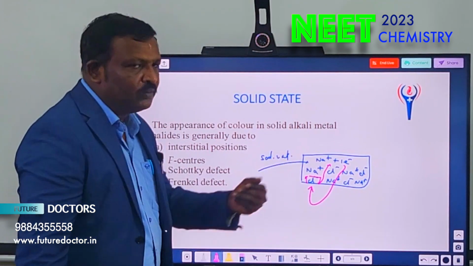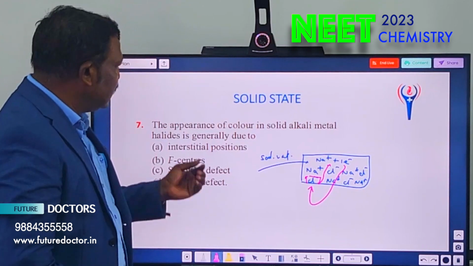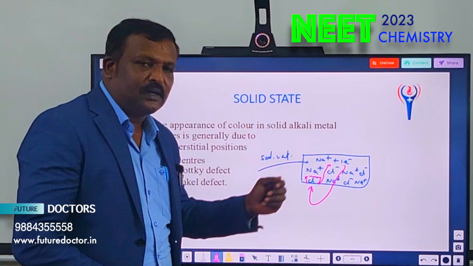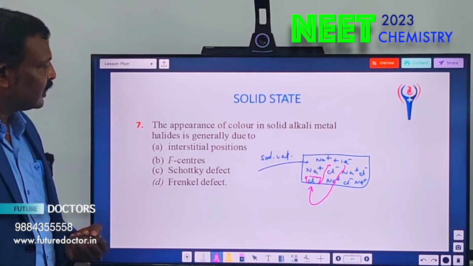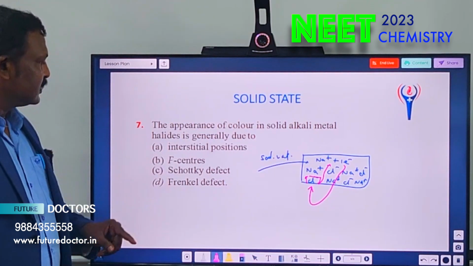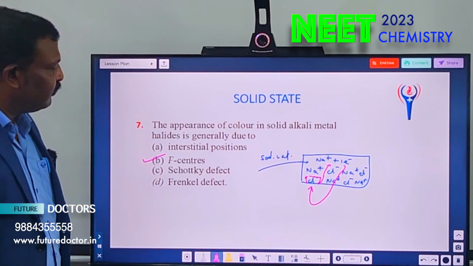So here electrons are moving, and whenever electrons are moving we get some color. So the color is due to the anion vacancy being compensated by the electron. Then only can we say it's called Farbenzentren, nothing but the F center. So sodium chloride is yellow in color due to one reason only: the F center. F center means a color center.